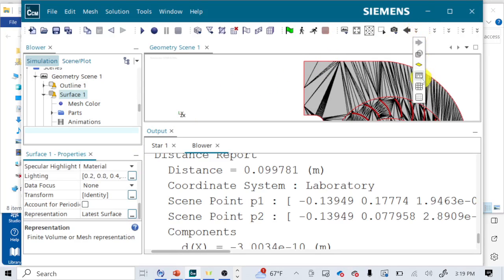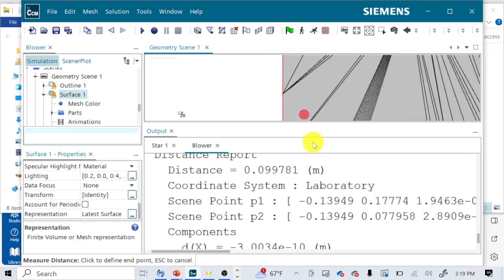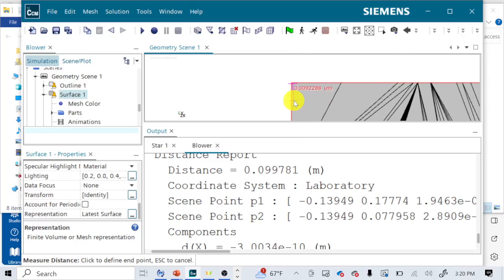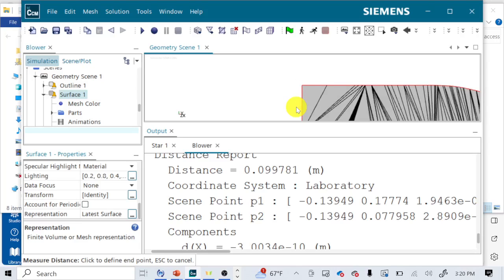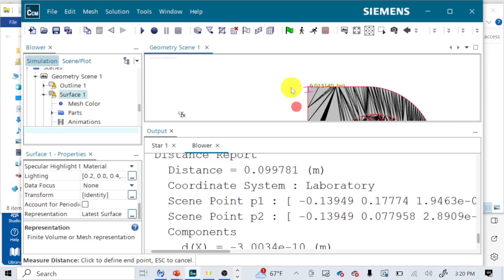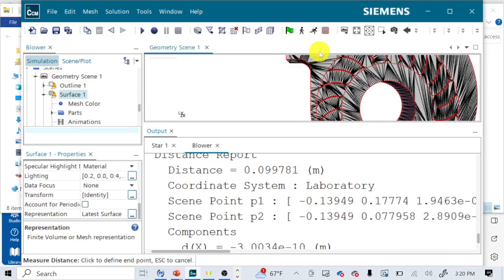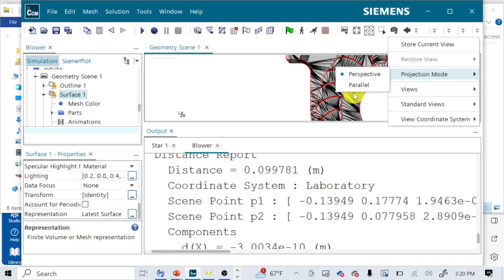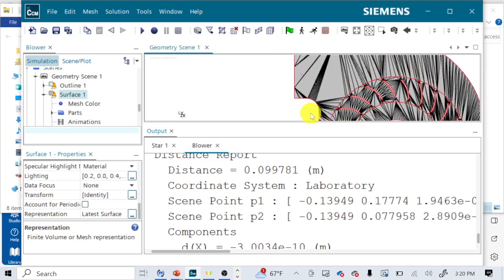So we can measure exactly where those points are and make sure we get, let me be more exact than this. Oh, I know why this is giving me grief. This is in, there we go. Now it's in parallel mode. That makes it so much better.